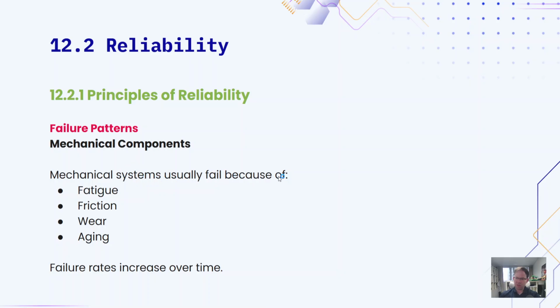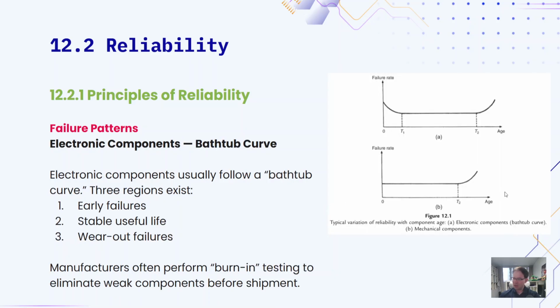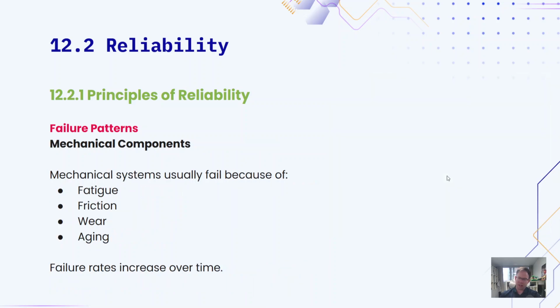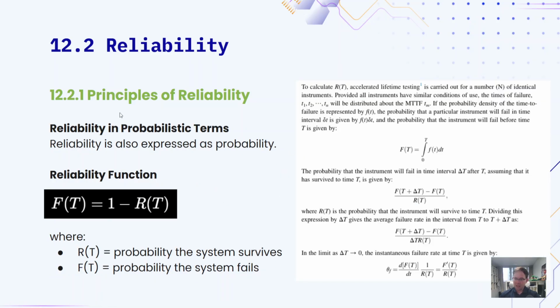Mechanical components usually fail because of fatigue, friction, wear, and aging. And so, yeah, this is the curve for mechanical components like that. They don't usually have as much early failure. So failure rates increase over time, obviously.